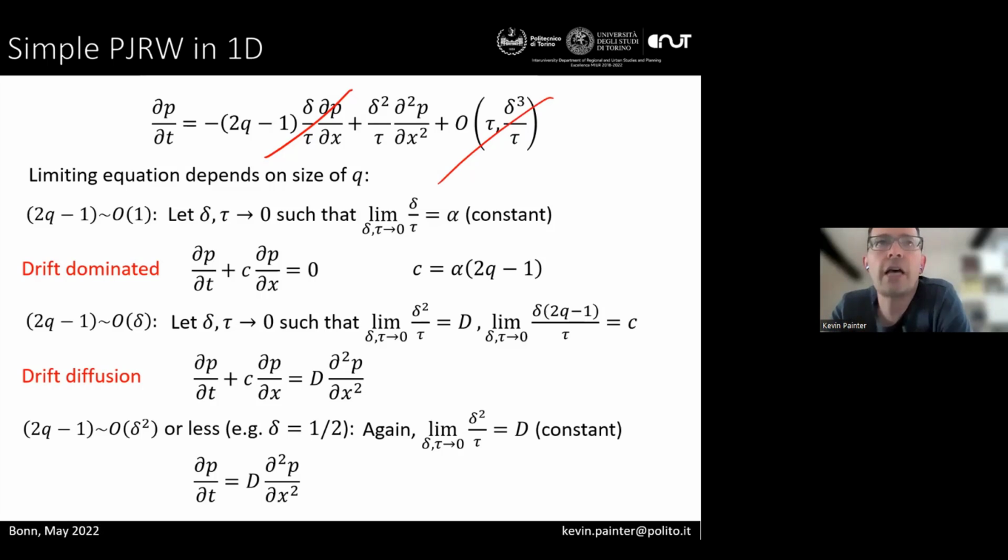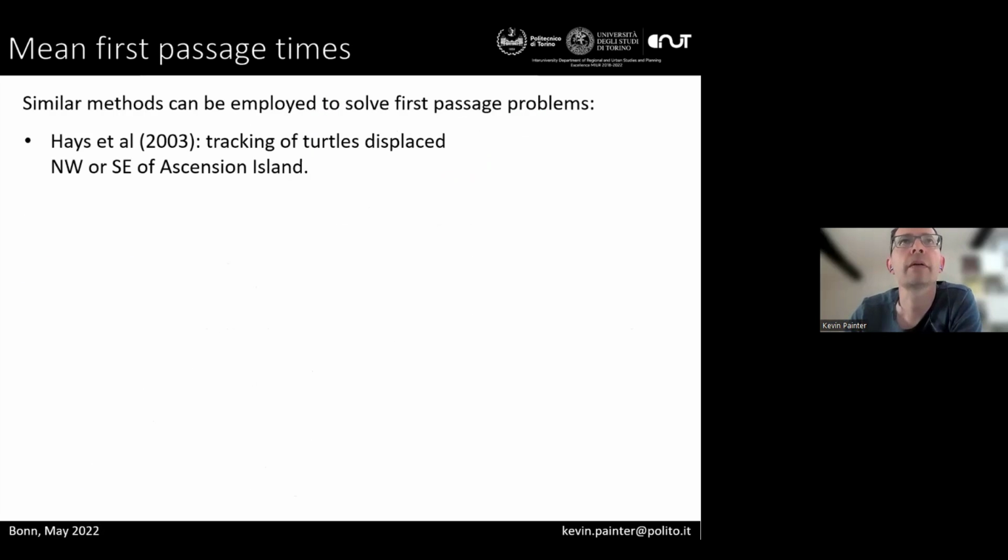So the type of limit and the type of equation that we get will crucially depend on the size of delta. Okay, and that's, as I say, my diffusion dominated case.